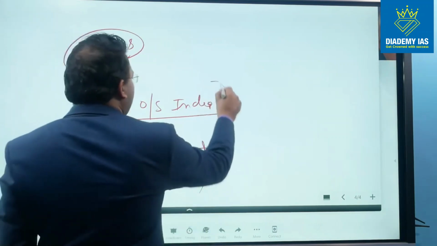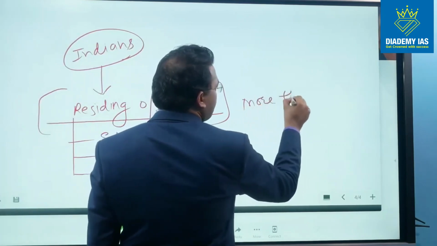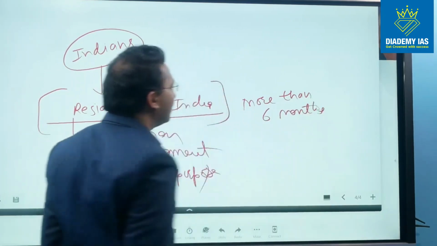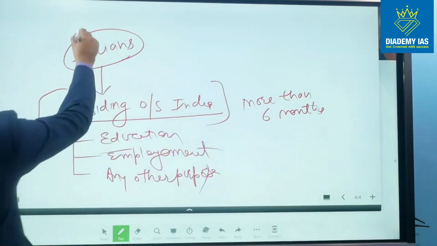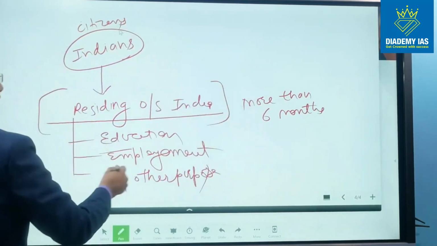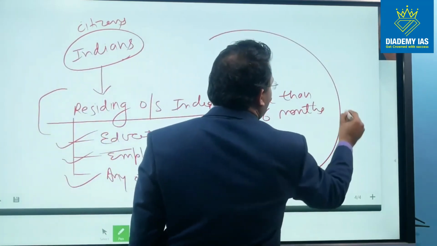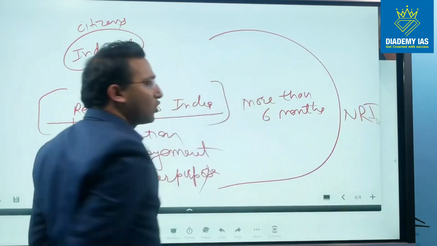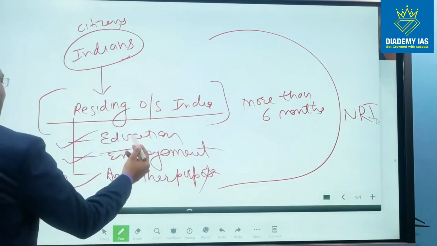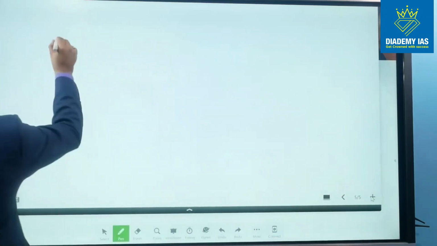Now when they are residing outside India for a period of more than 6 months, right? They are basically citizens of India and they are residing outside India for more than 6 months for any of these purposes. Such people are called NRI, non-resident Indian. They may be there for the education purpose, for employment purpose, for business purpose. So they may be earning some amount.